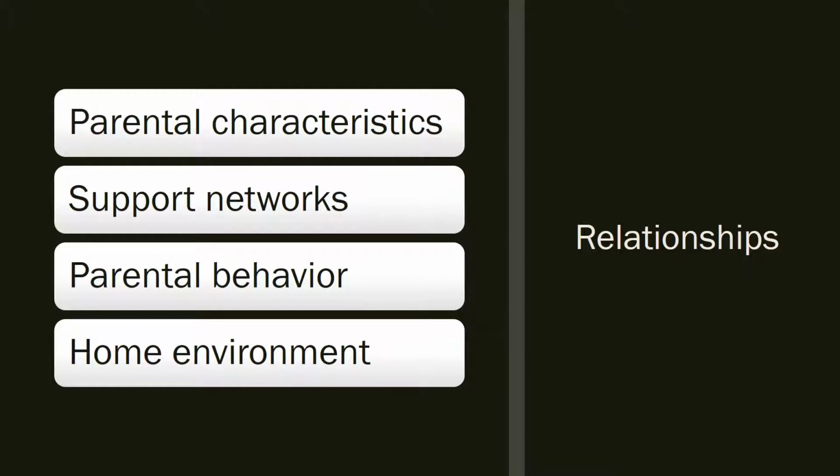Next, we have to consider the relationships of Neighborhood A. This involves looking at parental characteristics, support networks, parental behaviors, and home environments. With Neighborhood A being in such a small community, support is rare. The closest hospital is over an hour away, and there's only one doctor in town.